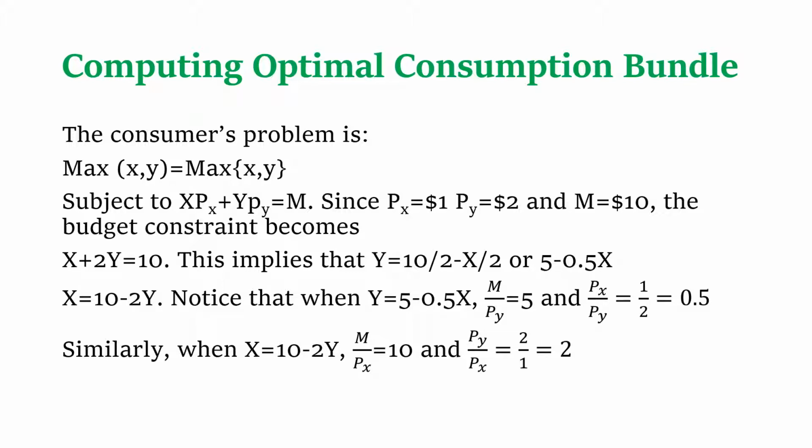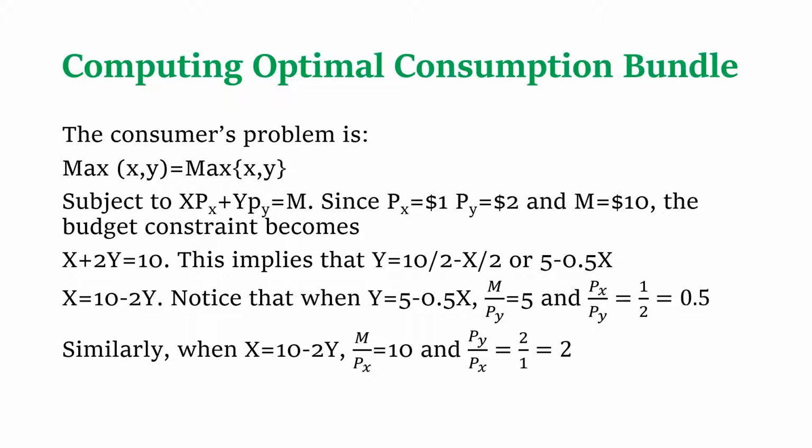Remember, m is the income of the consumer. But since the price of good X is $1, the price of good Y is $2, and the income is $10, the budget constraint becomes what? Now remember, we don't say 1x here because the price of good X is 1. So it's just X plus 2Y equals 10. This implies that Y equals 10 over 2 minus X over 2, or 5 minus 0.5x.